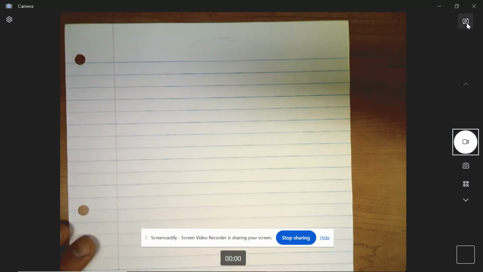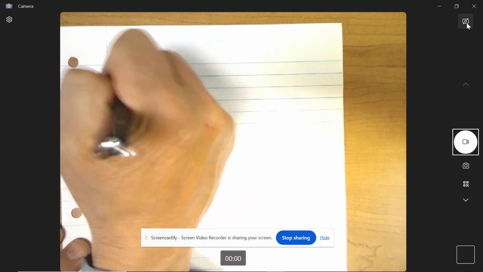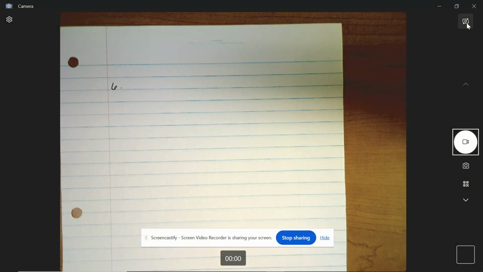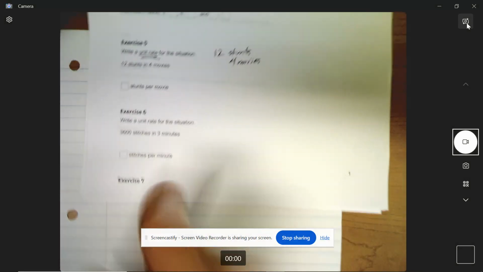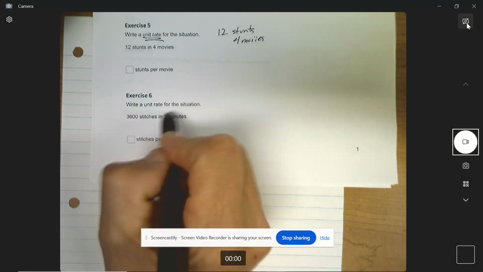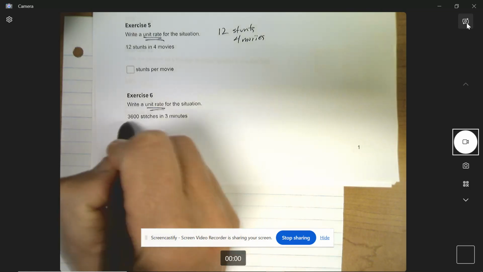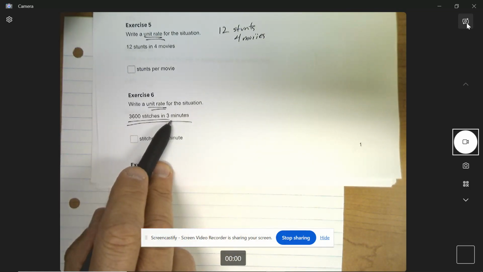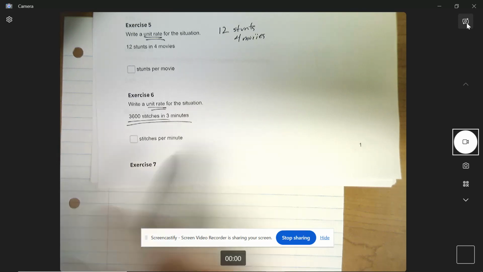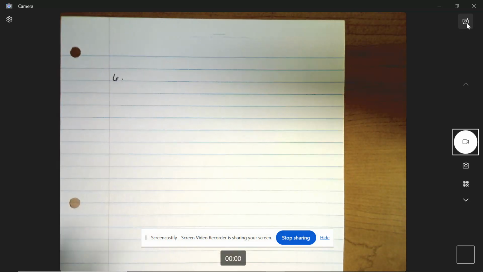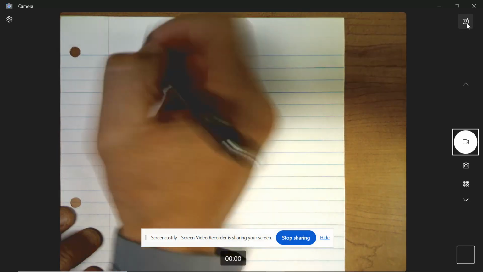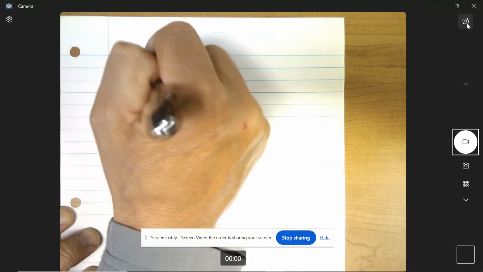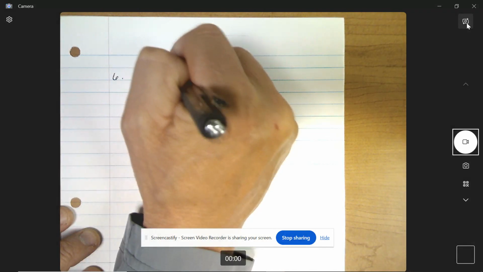Number 6. Same thing, we want a unit rate. This one is a unit rate for 3,600 stitches in 3 minutes. I'm guessing that's with a sewing machine, not with a needle that you're holding. That would be a really fast sewing. Okay, so let's start. We got 3,600 stitches.